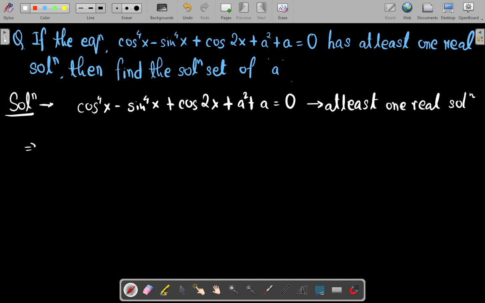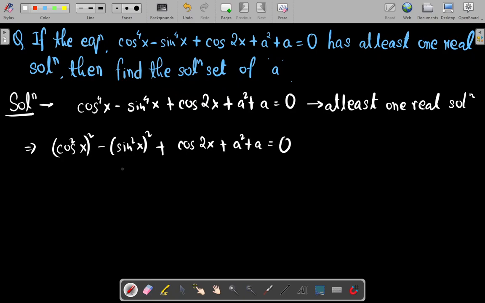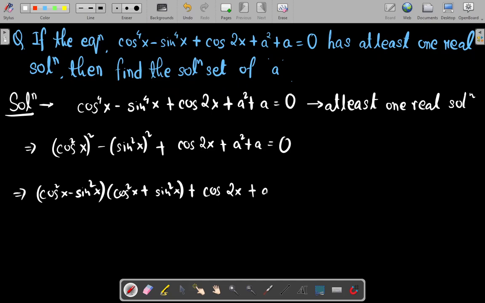So these first two terms we can factorize, right? We can write it as (cos square x) whole square minus (sin square x) whole square plus cos 2x plus a square plus a equal to 0. Now these first two terms can be factorized as a minus b into a plus b. So this becomes (cos square x minus sin square x) times (cos square x plus sin square x) plus cos 2x plus a square plus a equal to 0.